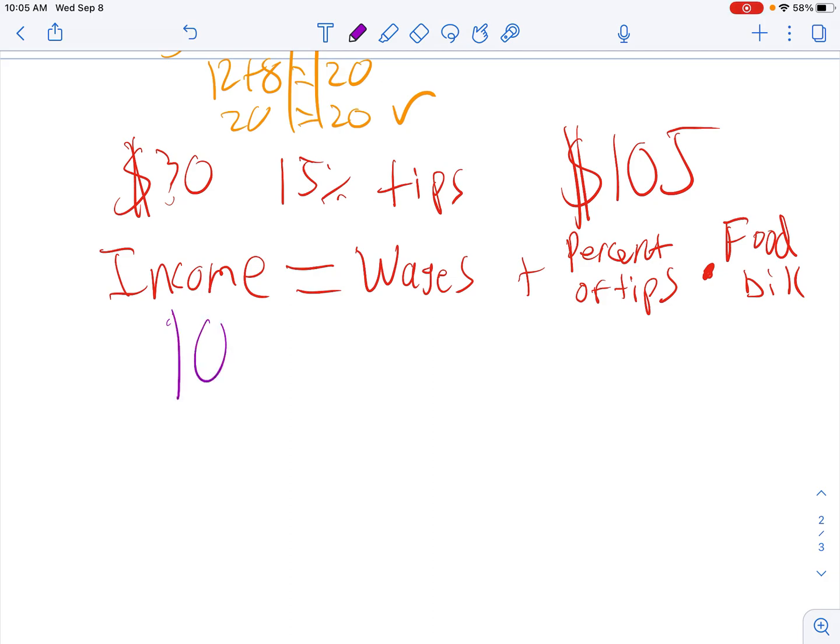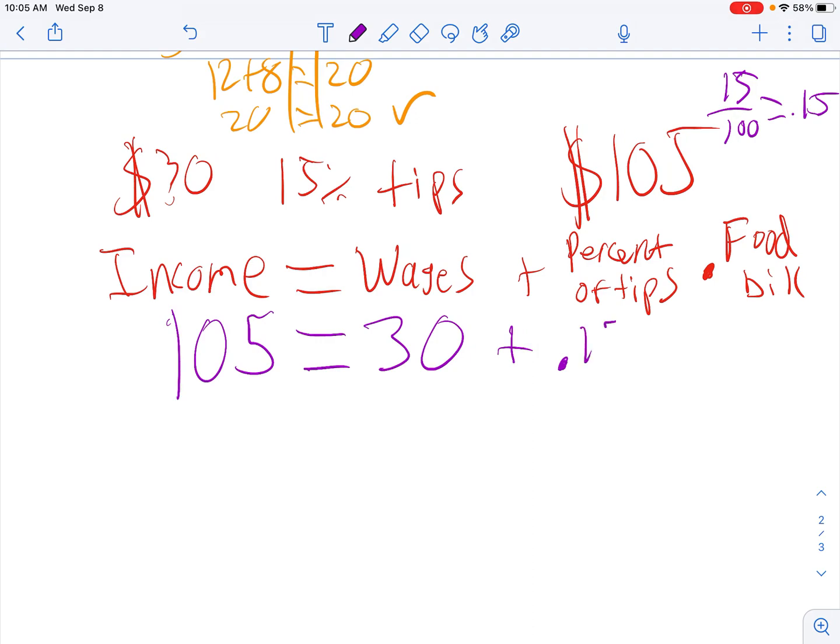So altogether, the waiter earned $105. They got $30 in their salary or their wages. And then they earned 15%. So remember, percents are out of 100. So 15 out of 100 is 0.15. So I'm going to say 0.15.